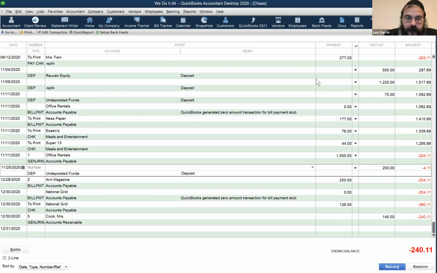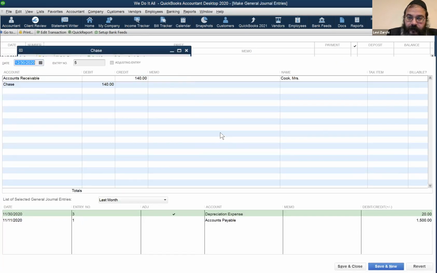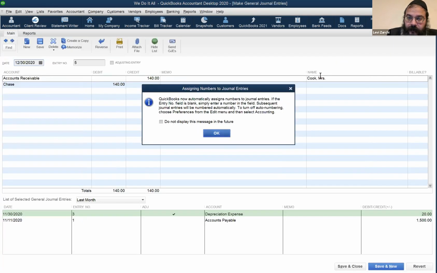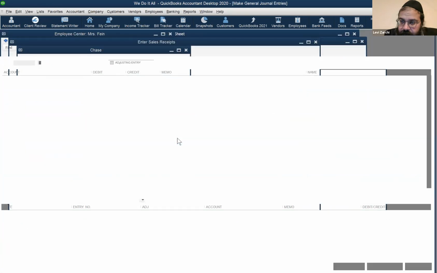But the received from, let's say again, in the $140 to Mrs. Cook only shows up here because it came directly from the journal entry. Right? Double click journal entry, and Mrs. Cook will show up in the name, and that's this $75, which was a deposit, is by default a deeper.